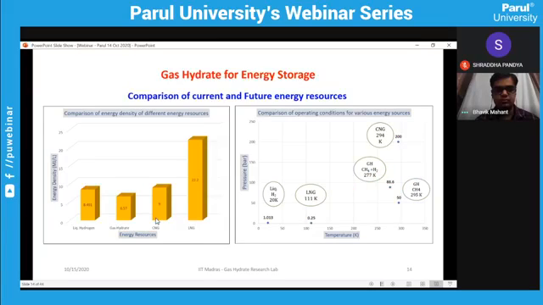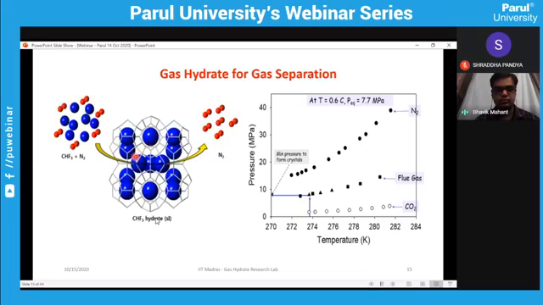Okay, now this is gas hydrate for gas separation. This is a simple thing, and I don't want to go into much detail. You have two gases. If you want to separate them, you give some pressure and temperature. One of them will make the gas hydrate, and the other we can separate out easily.